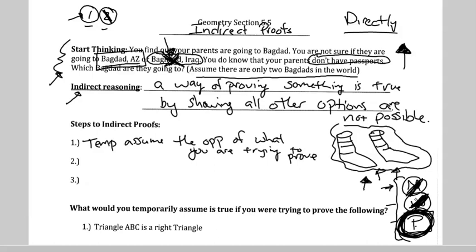Sometimes there's going to be multiple things, like there's not just an opposite of it not being my socks. There were 3 options here. But a lot of times when you're doing proofs, there's only 2 possibilities. So you would temporarily assume the opposite of what you're trying to prove, knowing that it's false. You would find a contradiction and state it's a contradiction.